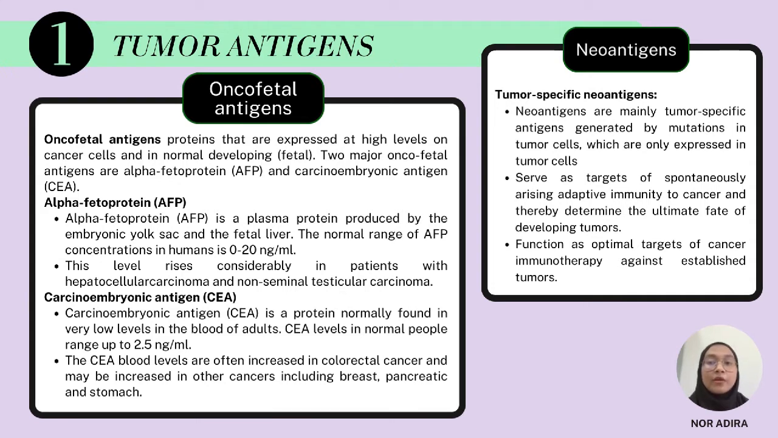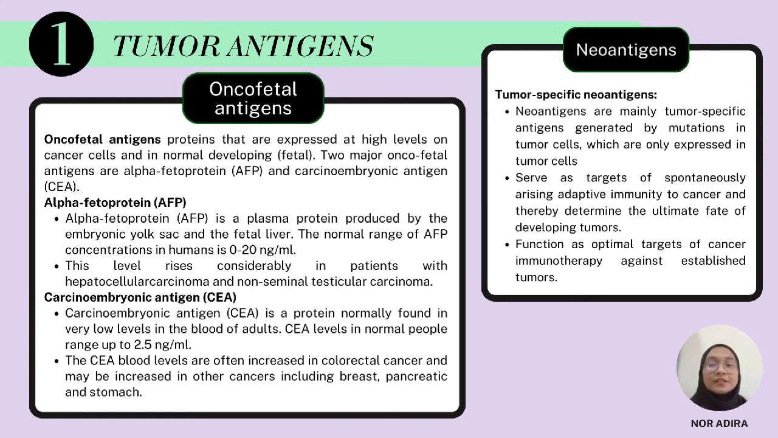Secondly, carcinoembryonic antigen. Carcinoembryonic antigen is a protein normally found at very low levels in the blood of adults. Carcinoembryonic antigen level in normal people ranges up to 2.5 nanograms per milliliter. The carcinoembryonic antigen blood level is often increased in colorectal cancer and may be increased in other cancers including breast cancer, pancreatic cancer and stomach cancer.